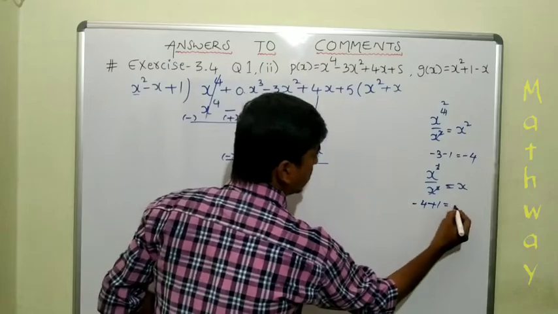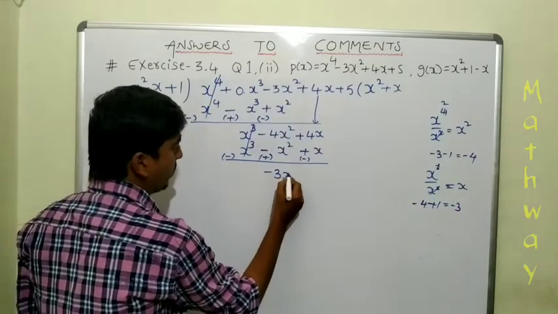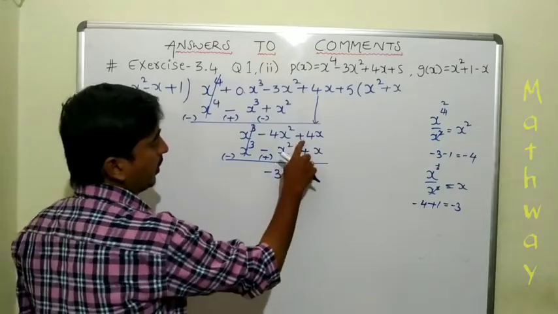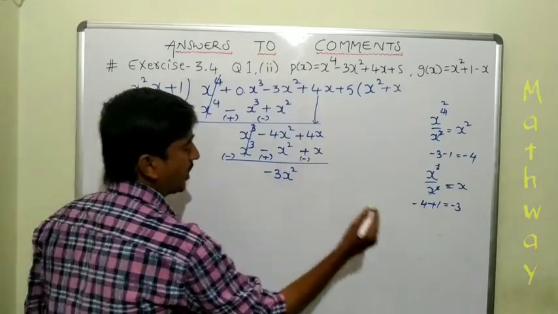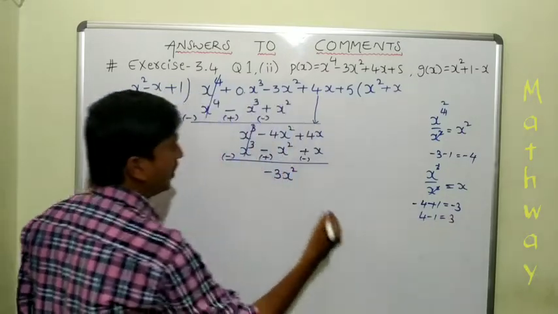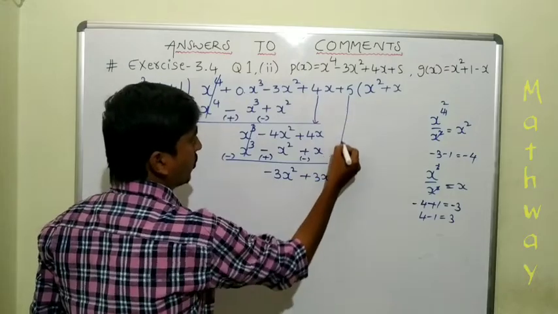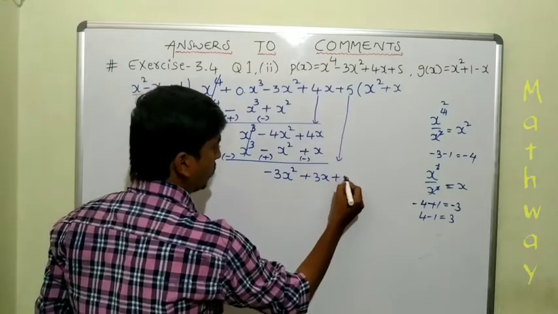Minus 4 plus 1 is minus 3. So here minus 3x square, and here plus 4x minus x, it means 4 minus 1, which is 3. So directly it is plus 3x. Now bring down the constant term, plus 5.